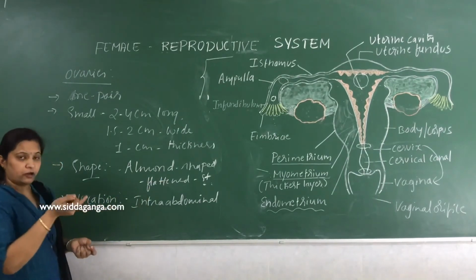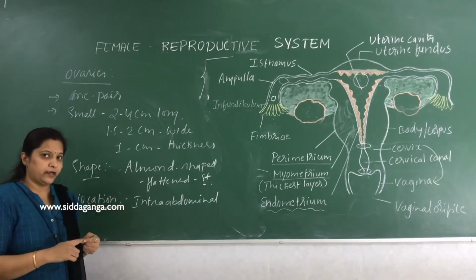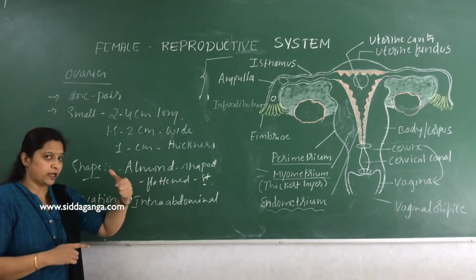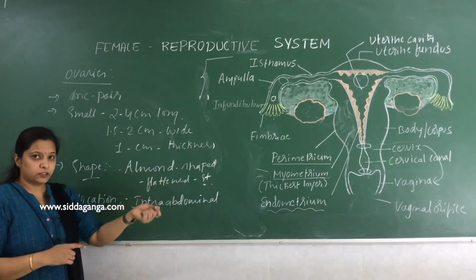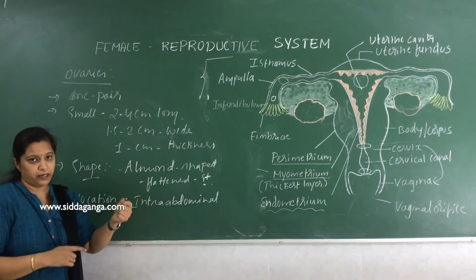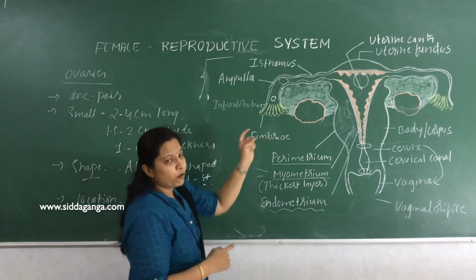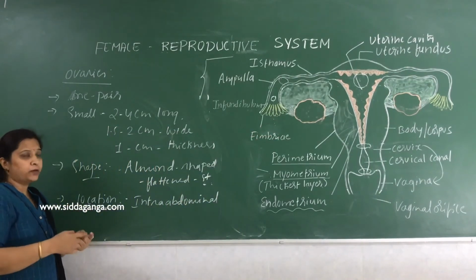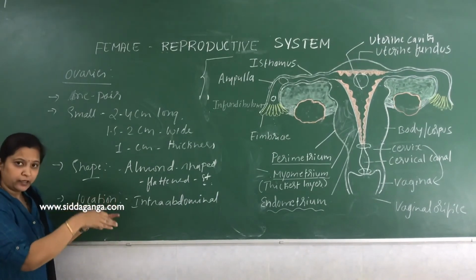Unlike the testes, recall the male reproductive system where the testes are located outside the abdomen, in a pouch, the scrotum. So they are extra-abdominal. Why? Because the formation of sperms requires a lower temperature than the body temperature. Here, no such requirement is seen. Both ovaries are functional at normal body temperature, and they can produce the egg or ovum at normal body temperature. So they are located in the abdomen only.